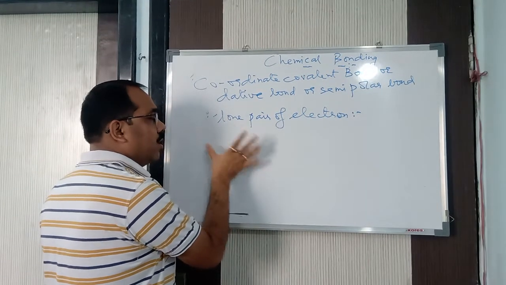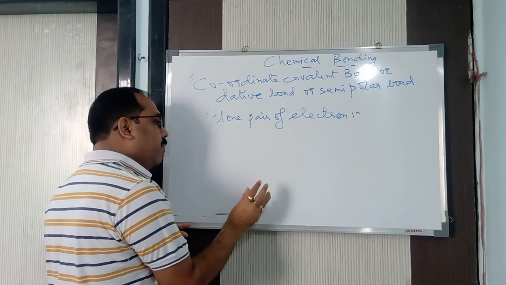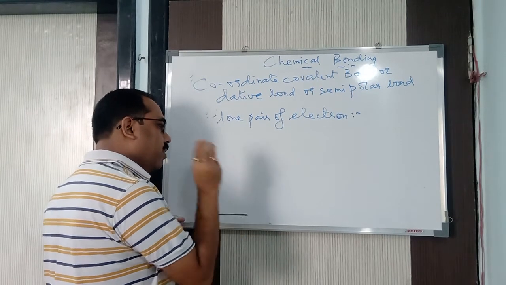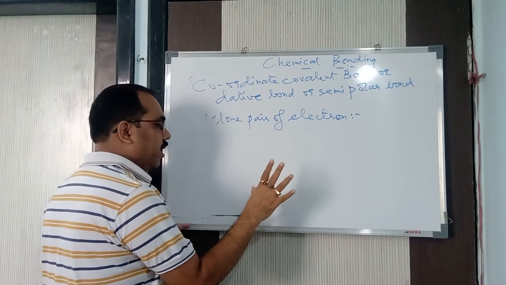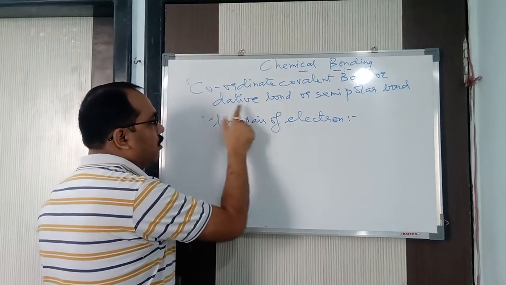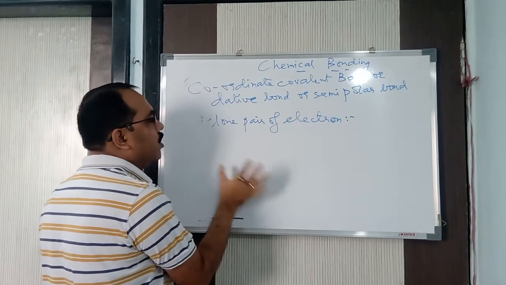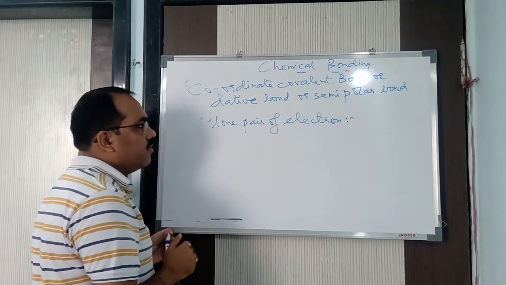So a coordinate bond is formed when a lone pair of electrons gets transferred from a particular atom, which atom? From the central atom to the surrounding atom. Then the bond formation which takes place is said to be a coordinate bond or dative bond or semi-polar bond, we can say that. Now we will see the formation of this coordinate bond.